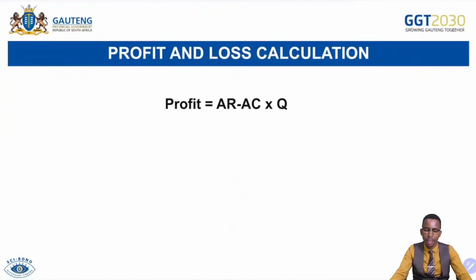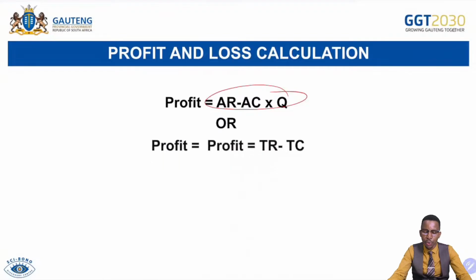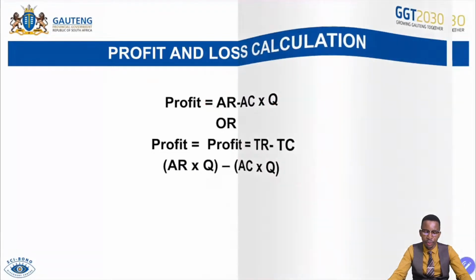How do you calculate the profit and loss? We say profit equals AR minus AC times Q, which is the quantity, or we can say TR minus TC, which goes to the point of saying open the bracket, AR times Q, close the bracket, minus open the bracket, AC times Q, close the bracket. Then we substitute and get our answer. There we go. And then we continue.